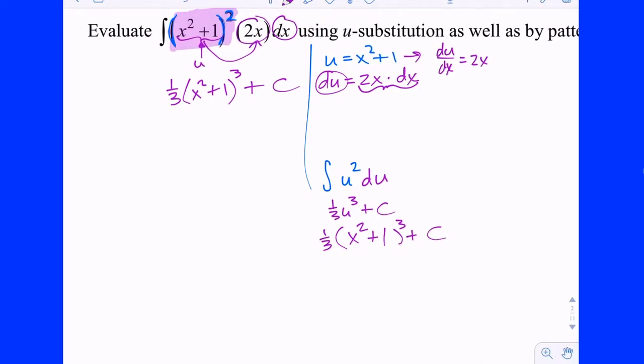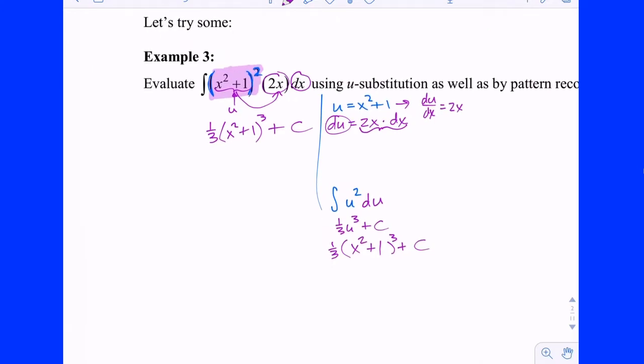All right, so both methods work. The pattern recognition is very quick, very easy. You're essentially doing u substitution in your head, and instead of calling it u, you're calling it blob. Or I call it blob. You can call it whatever you want. All right, questions on example 3?